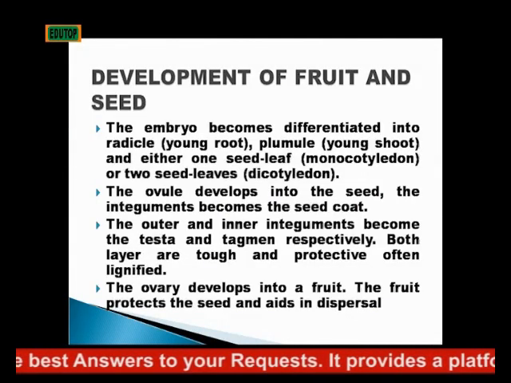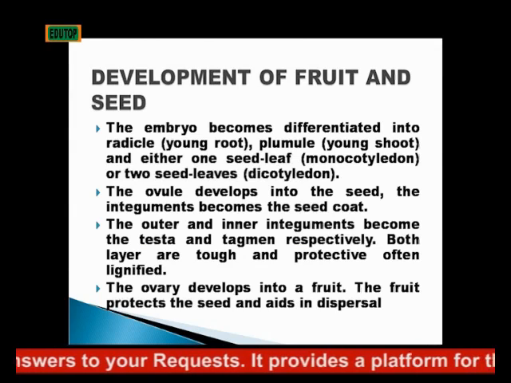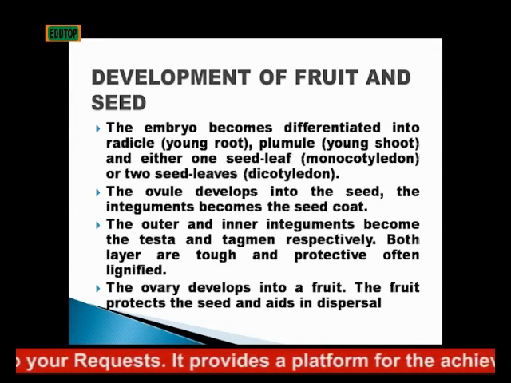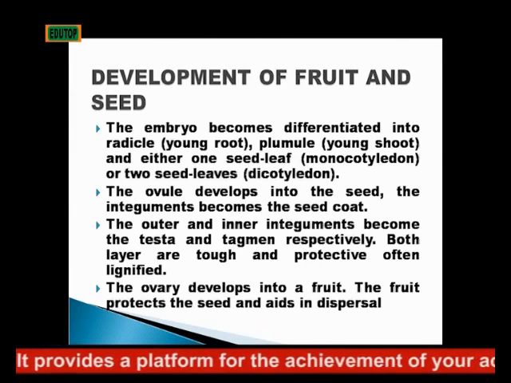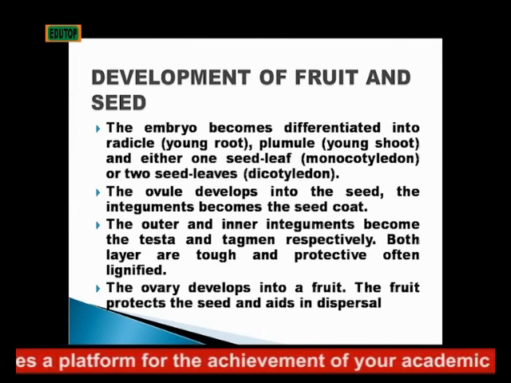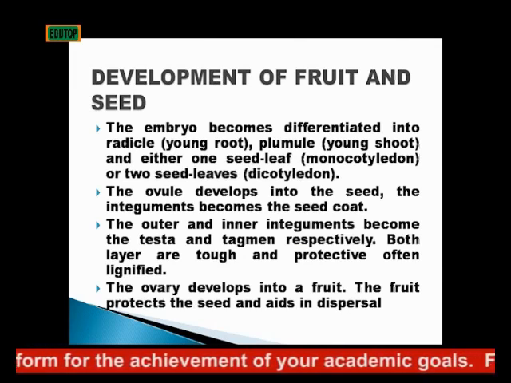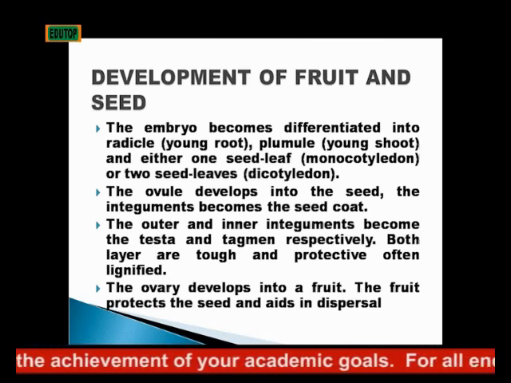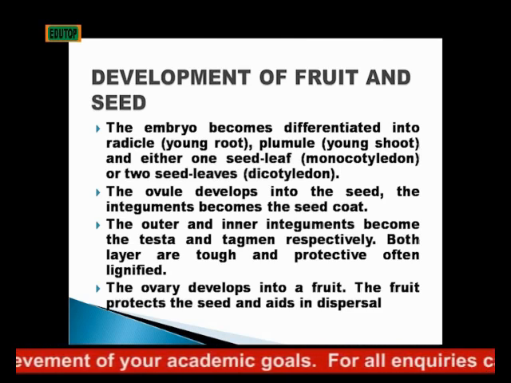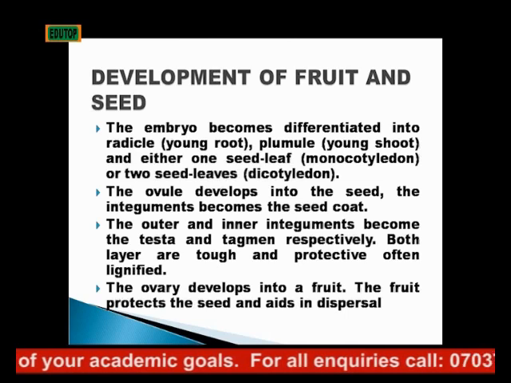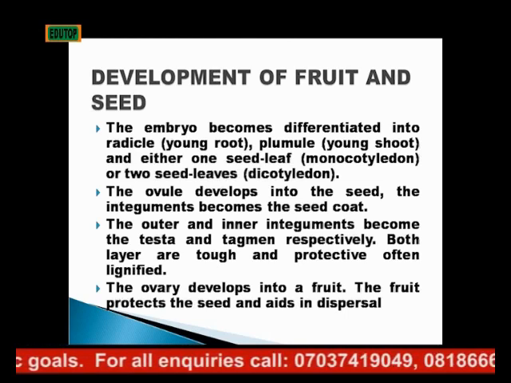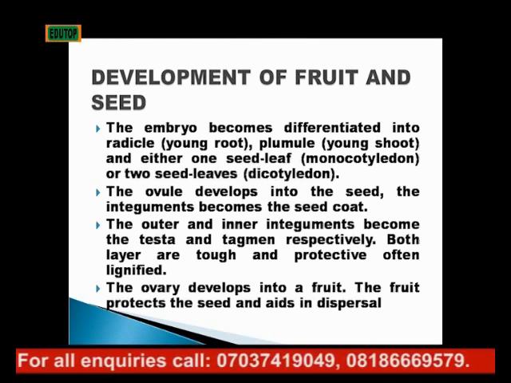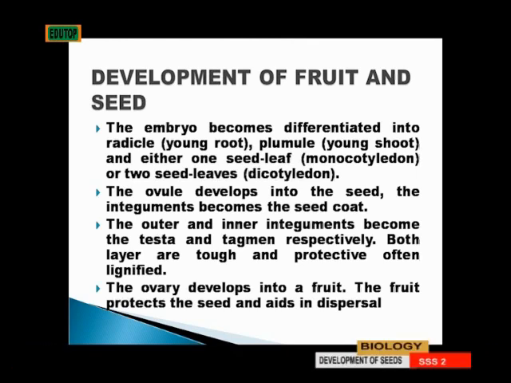Then the ovules develop into the seed, and the integument becomes the seed coat. The outer and the inner integument become the testa and tegmen, respectively. Both layers, testa and tegmen, are tough and protective, and often lignified. The ovary develops into a fruit, and the fruit protects the seed and aids its dispersal.